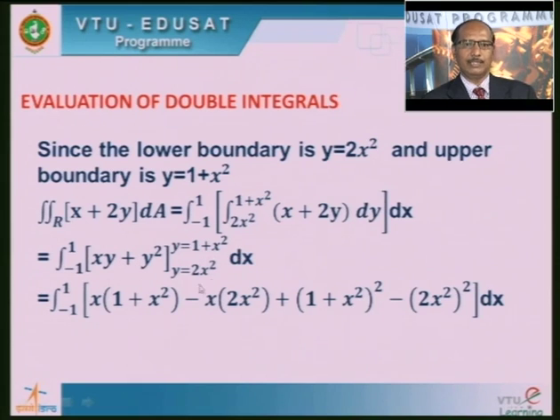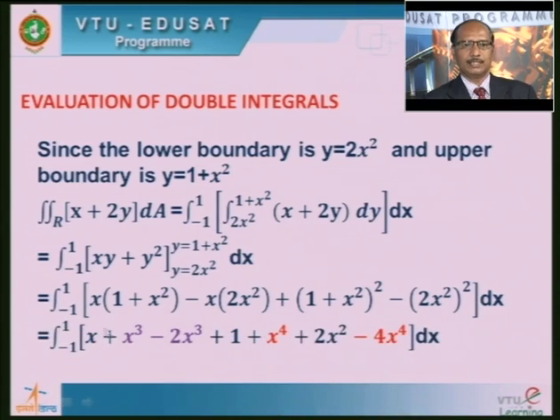Now, substituting the limits, y is equal to 2x square and y is equal to 1 plus x square. So, substituting upper limit minus lower limit, you know that. In place of y we substitute in x into y: x into 1 plus x square, that is the upper limit, minus x into the lower limit 2x square. This is the first term. The second term is y square: put y is equal to 1 plus x square, that whole square, minus y is equal to 2x square, whole square.